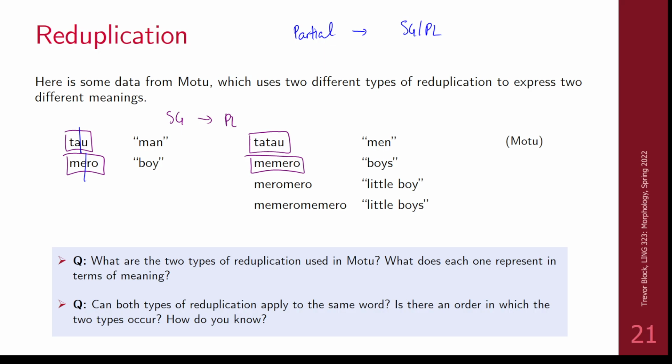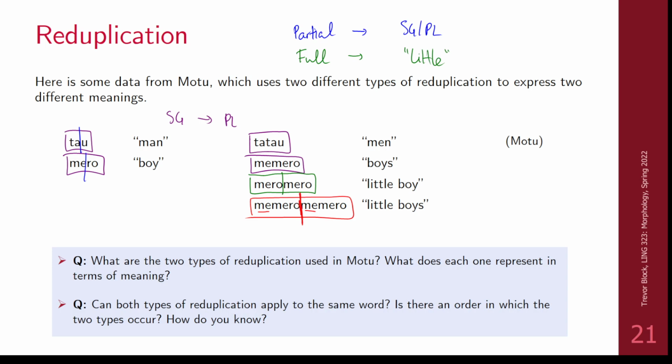But we also have another type of reduplication here. So for instance, look at marrowmarrow, little boy. Well, marrow is boy, marrowmarrow is little boy. So if we do full reduplication, what we get is this little meaning. Now, what happens when we do them both together? So you get little boys. So we have the little meaning and the plural meaning. We get mamarromarro. So we do get reduplication of the whole word, but we also get partial reduplication there for the ma part. So we can do two types of reduplication at once.